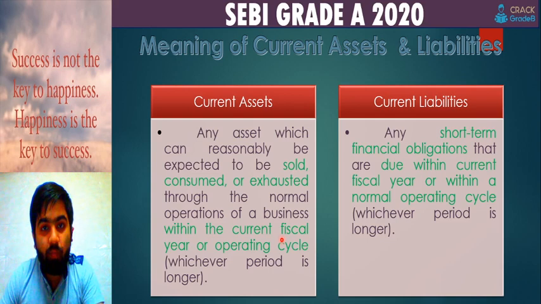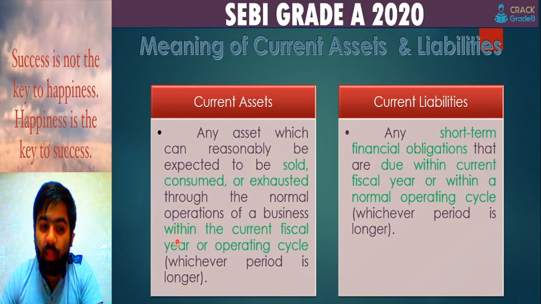Building is for the long term, so it can't be a current asset, because a building is generally taken for a long period for setting up a factory or office. In current assets we can take stock. When we purchase stock we have to sell it in the year, or we can convert it easily into cash.